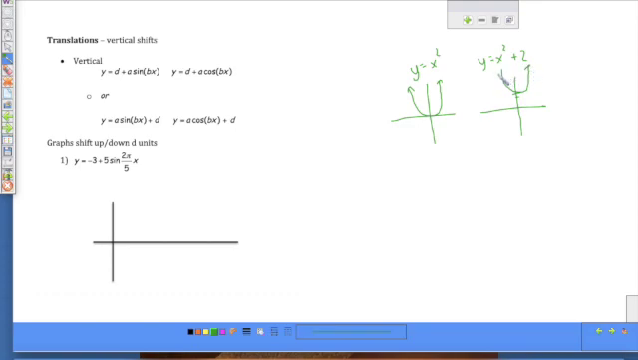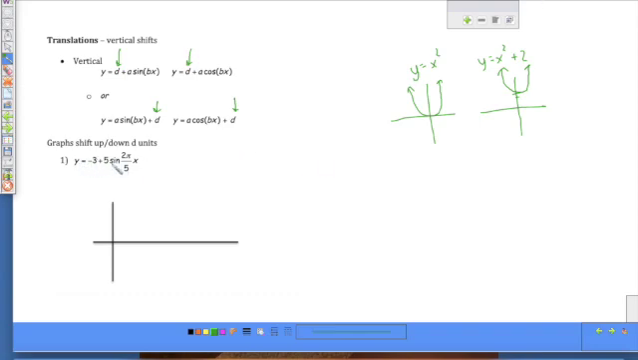Okay, when you add or subtract a number outside of your function, this is your parent function, that will affect the vertical shift. So if we look at this here, it says translations for vertical shifts. This D, which can either be at the beginning or at the end, will affect the vertical shift. So we'll move it up and down. So look at something like this.